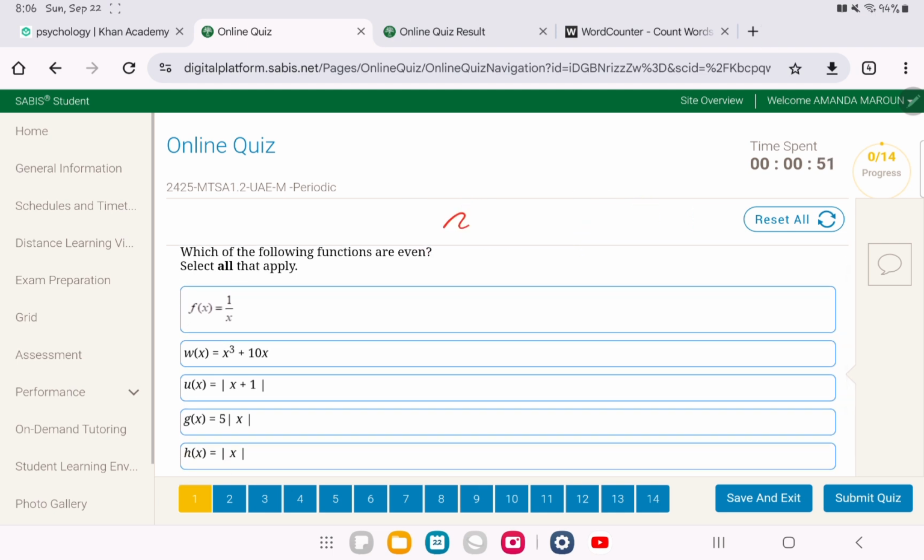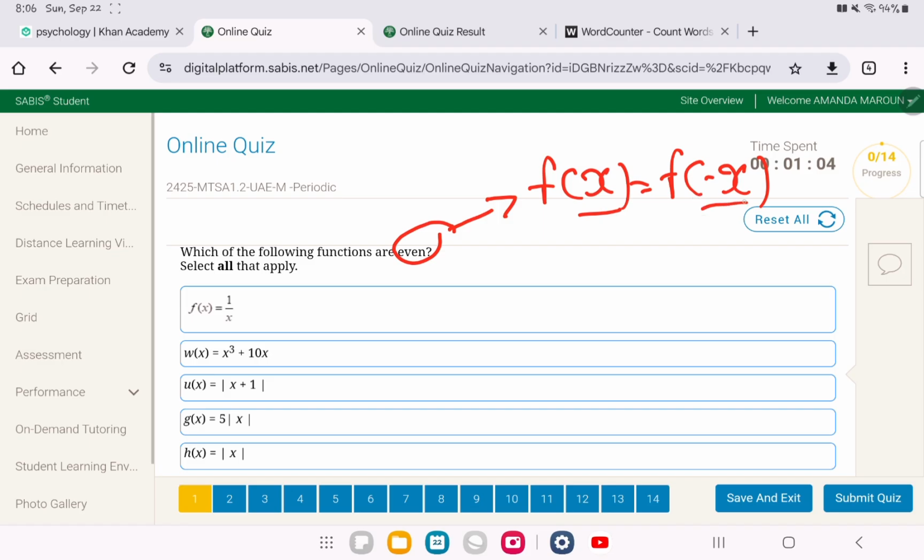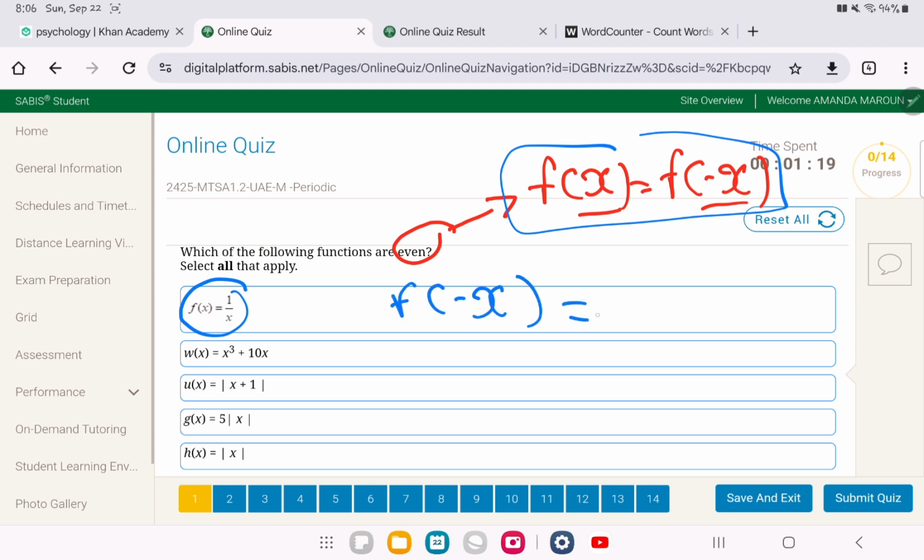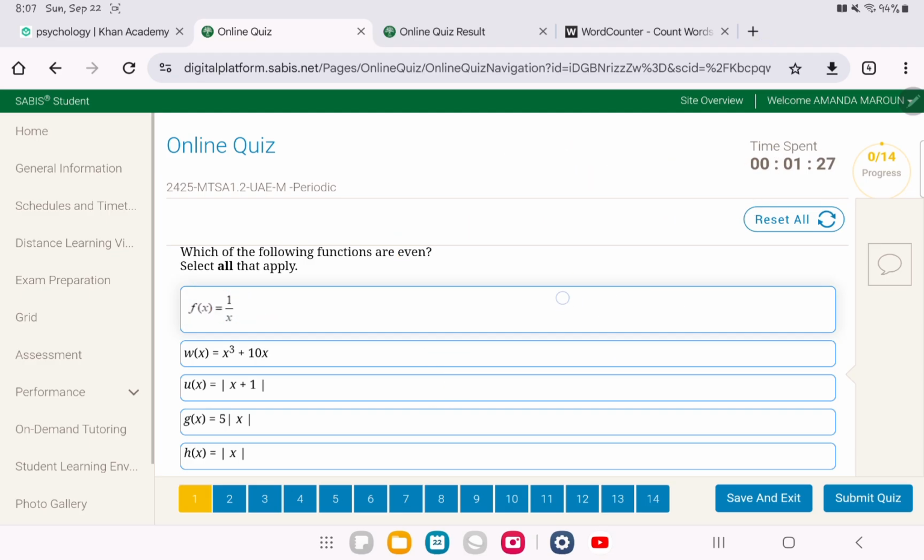Now, we said if we ever want to find an even function, we must follow the equation f(x) equals f(-x). Or in other terms, if you put x or -x in the same function, you will get the same result. So if we follow the f(x) equals f(-x) rule, for the first one, we have f(x) equals 1 over x, and then we have f(-x) equals 1 over -x. And definitely 1 over x is different than 1 over -x.